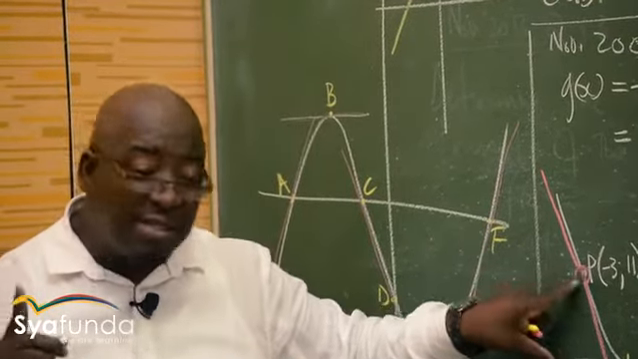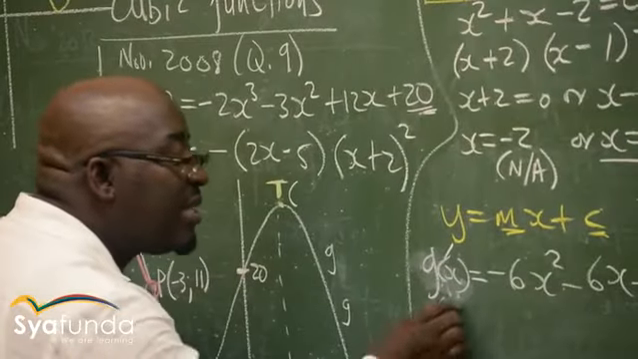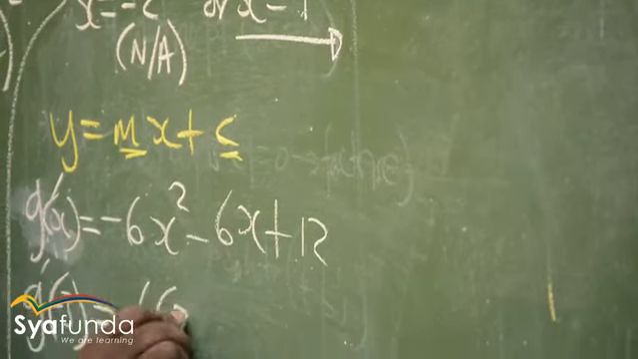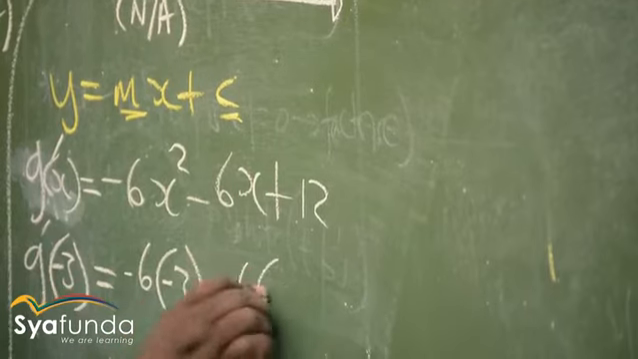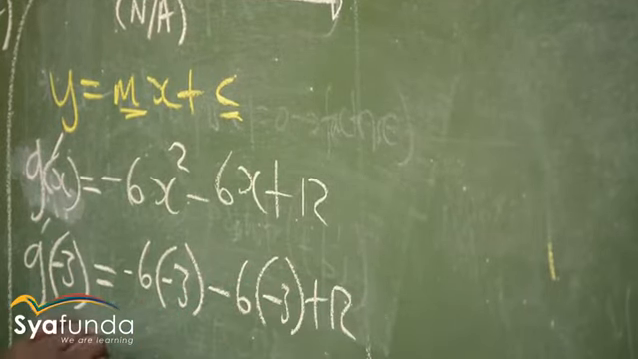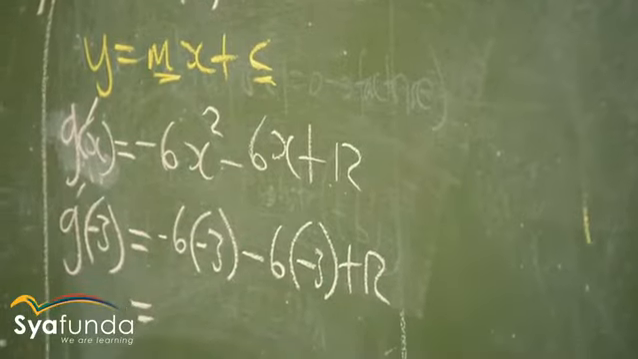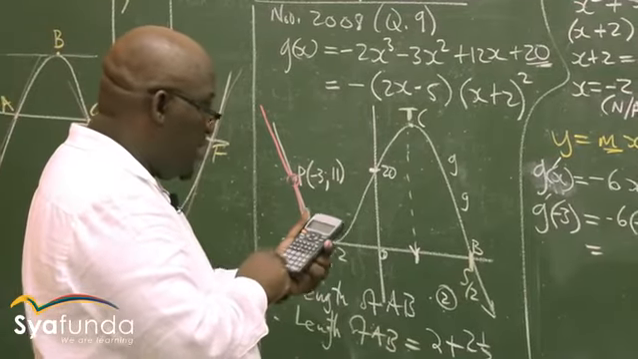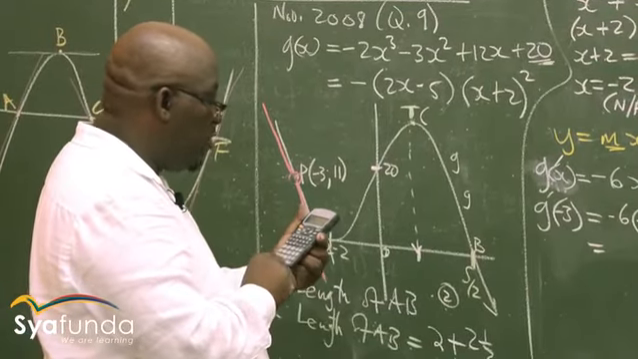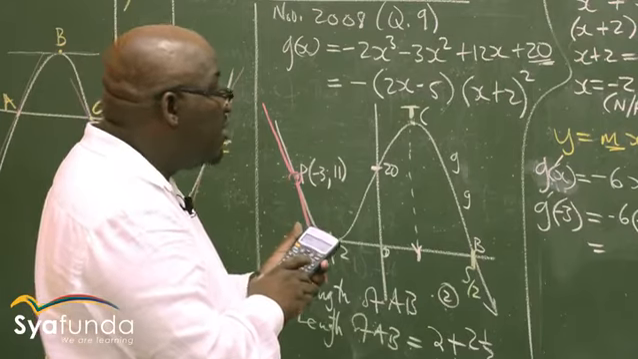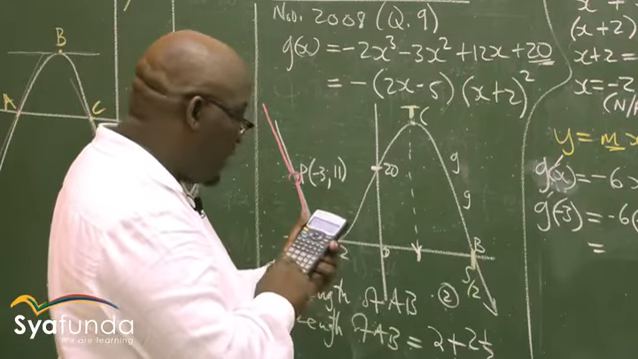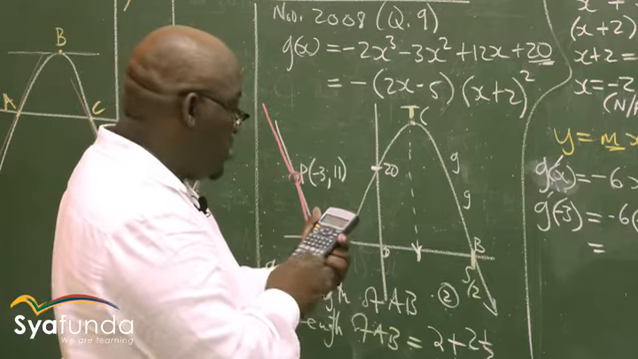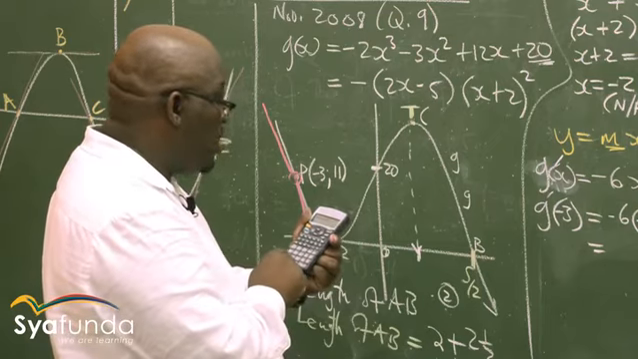So in other words, we're looking for where x is minus 3. So this will be equals to minus 6 into minus 3, minus 6 into minus 3, plus 12. This then becomes, let's check what this gives us. 6 times 3 gives us 18. And it's plus 18 again, plus 12.